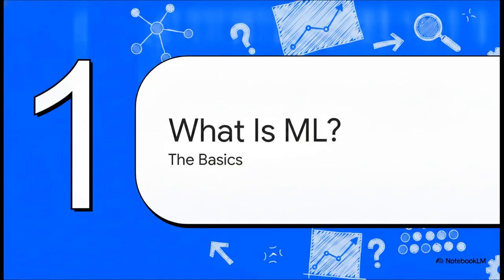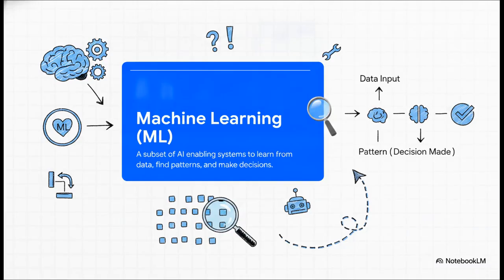Section 1. What is machine learning? Before we get lost in the weeds with specific models, let's just quickly ground ourselves. Simply put, machine learning, or ML, is a subset of artificial intelligence. Its whole job, enabling systems to learn from data, spot patterns, and make decisions. The really crucial takeaway here is that it does all this with minimal human intervention. We aren't hard-coding rigid rules anymore. We're literally just letting the machine figure the rules out from the data itself. It's a total game changer.